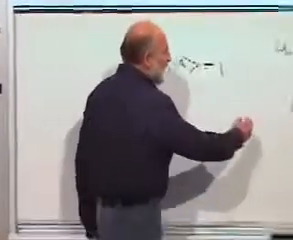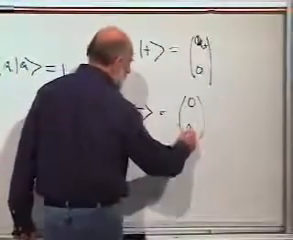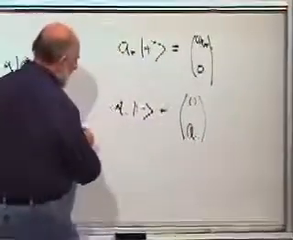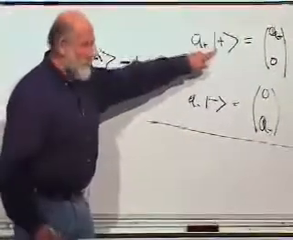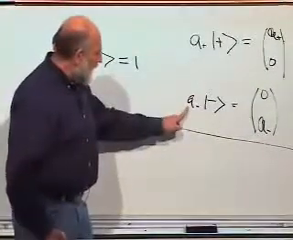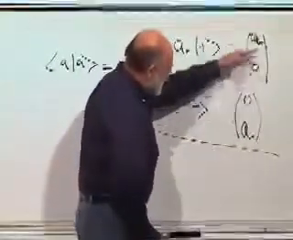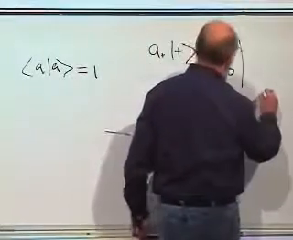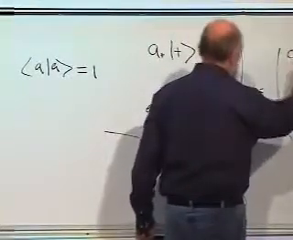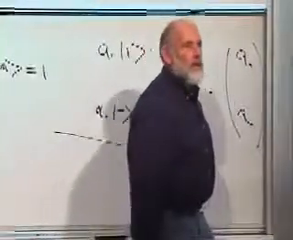If we multiply this by A minus, then this becomes A minus here. And if we add them together, A plus times the plus ket plus A minus times the minus ket, we just add these together and we get A plus A minus. Okay, does that answer the question that was asked?